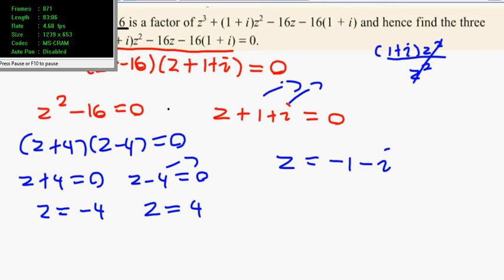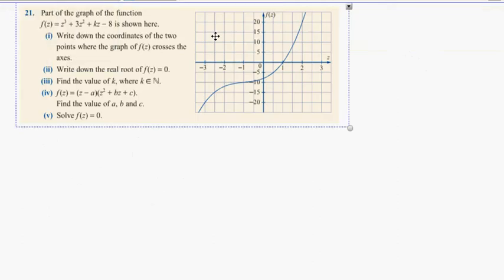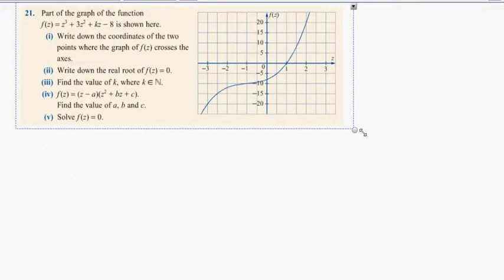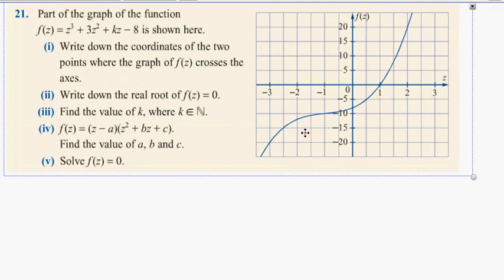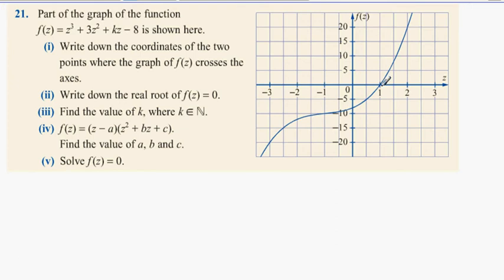Okay. Now what we have next is number 21. Part of the function f(z) equals z cubed plus 3z squared plus kz minus 8 is shown here. Write down the coordinates of the 2 points where the graph f(z) crosses the axis. Looking at this, we know it crosses the axis here. This is the point (1, 0).